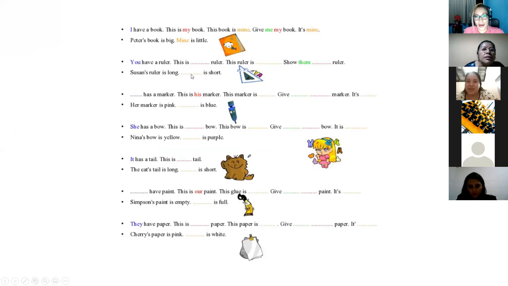Para completar estas oraciones, van a ir viendo qué es lo que necesitan. Si necesitan un subject, object, possessive adjective o possessive pronoun. Les voy a dar tiempo para que las lean bien y traten de hacerlas sin ayuda. Yeah, please, come on. That's nice. Como niños chiquitos con clave de colores.